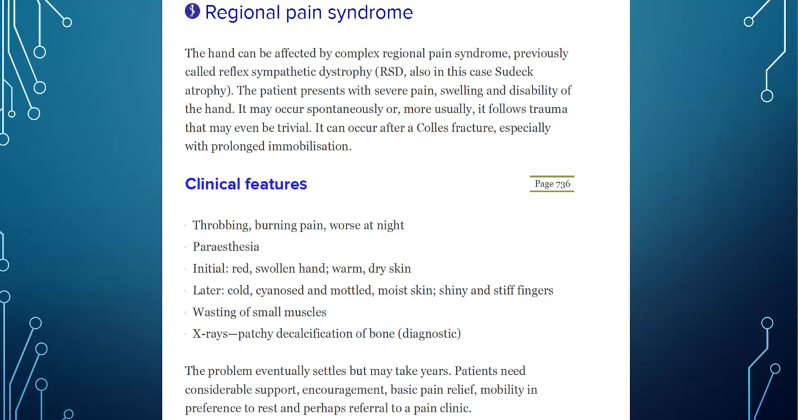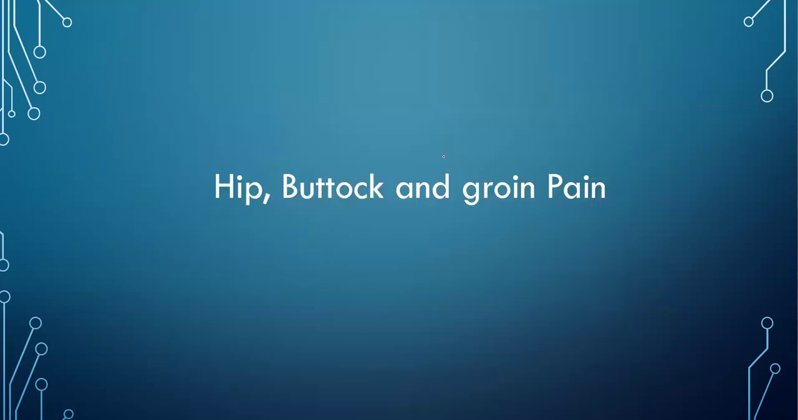You don't need to know the detail about the test. You only remember the name of the test for this Part 1 exam. Okay, so that's all about arm and hand pain that can come in the exam. Everything that I have discussed is important. So all you need to know is exactly what I have discussed, nothing more than that. Okay? Any questions?